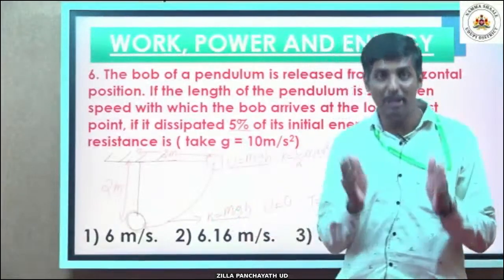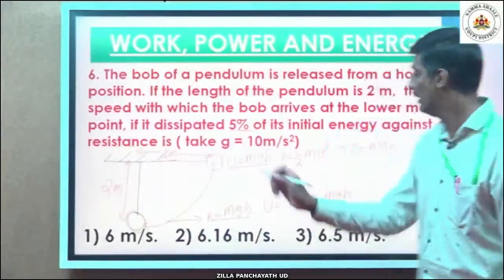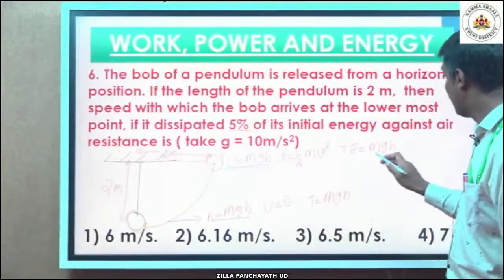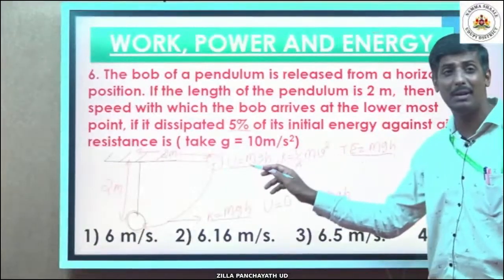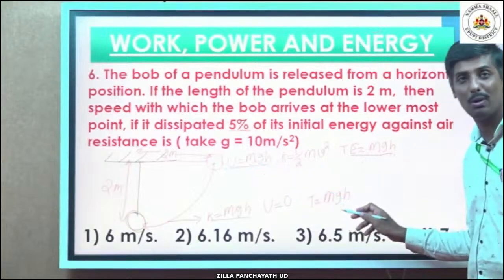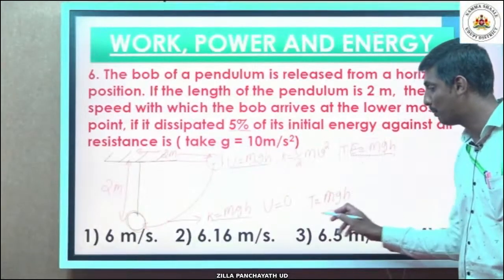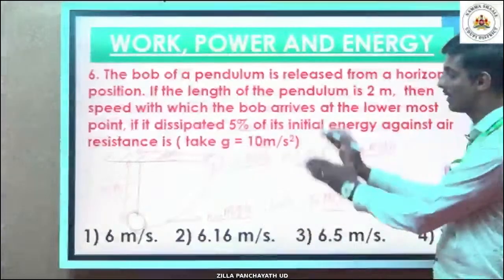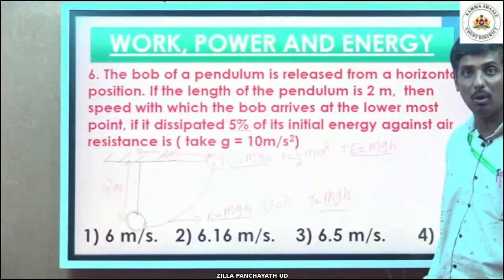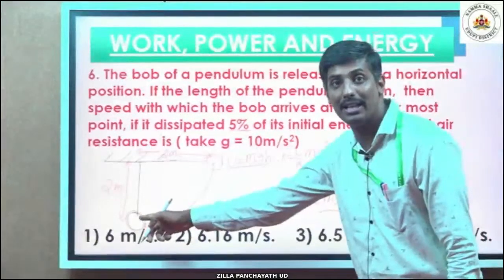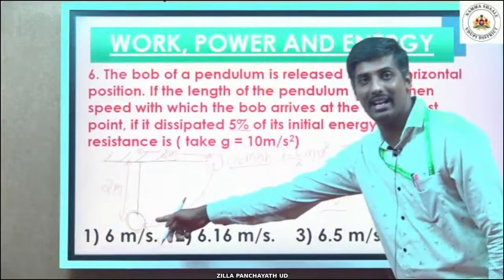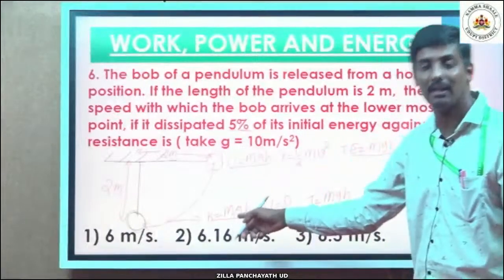So my aim is to tell that you should just understand this: at the maximum height the body has total energy that is purely potential, whereas at the lowermost point the total energy is purely kinetic. This is the concept we have to use. So what I told, at this point the object has purely kinetic energy, half mv square, which is nothing but mgh.